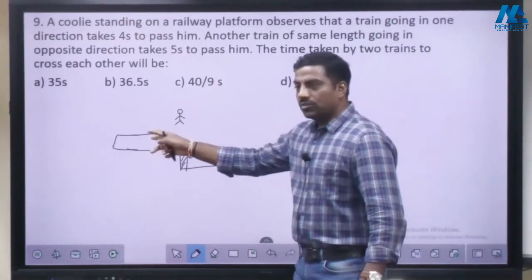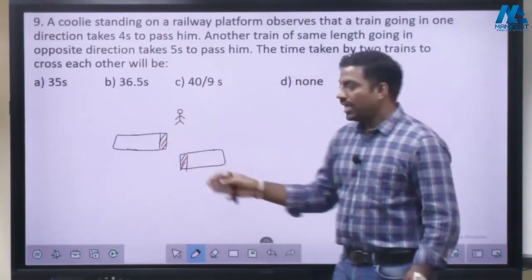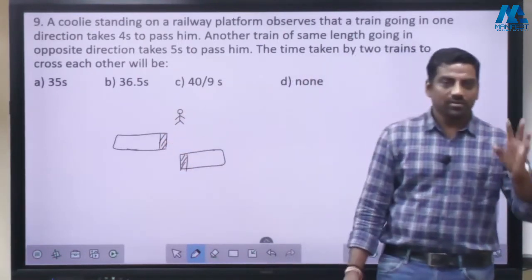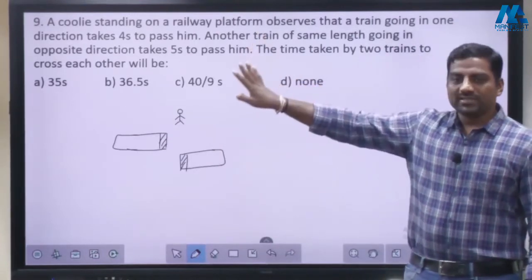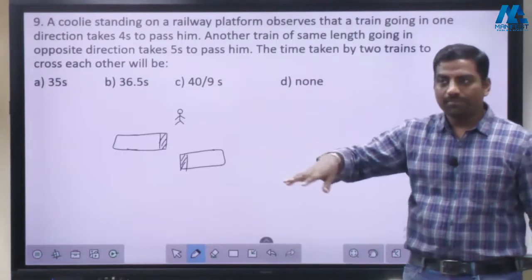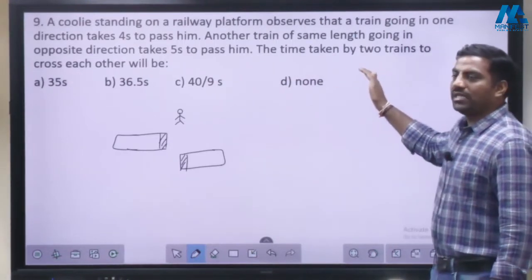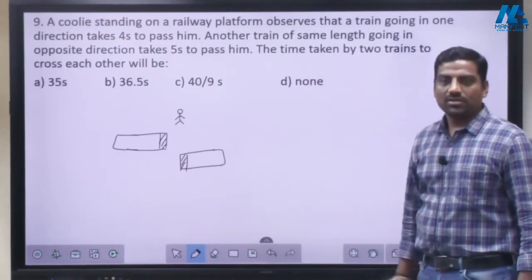This is scene 1. One train is crossing him in 4 seconds. Another train is crossing him in 5 seconds. Okay, now the person is not there in the scene. Only trains are there in the scene. How much time will those trains take to cross each other?